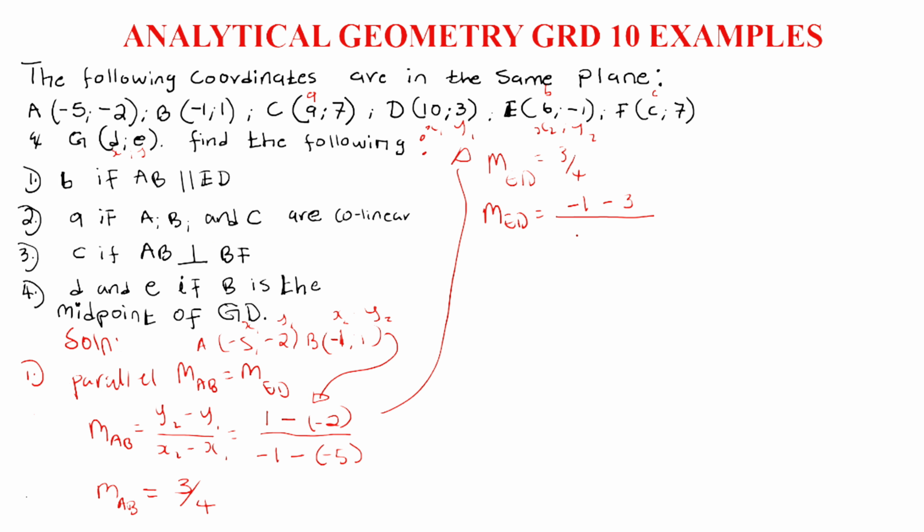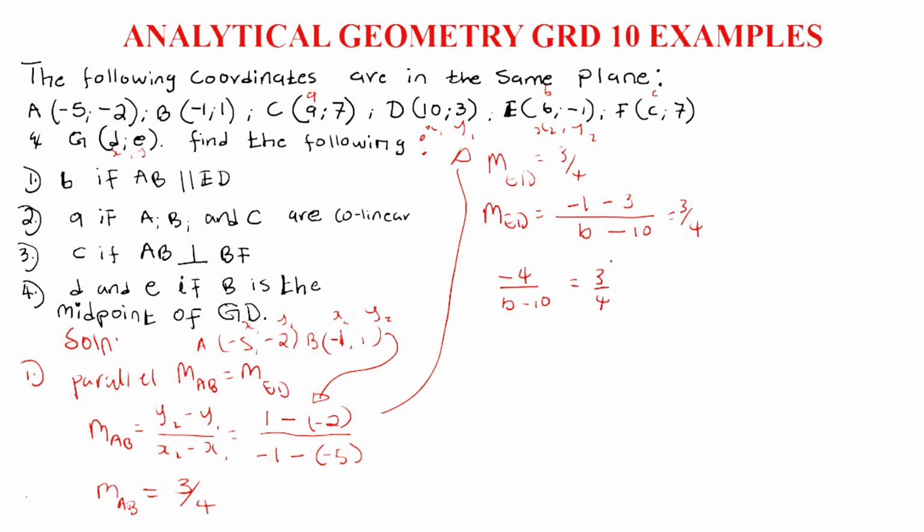Okay, and then x2 is going to be b. Then we're going to have minus 10. Okay, all of this should be equal to 3 over 4, which is the gradient of ED. Okay, all right, simplify: the top is going to be minus 4 all over b minus 10. Therefore, this side is 3 over 4.